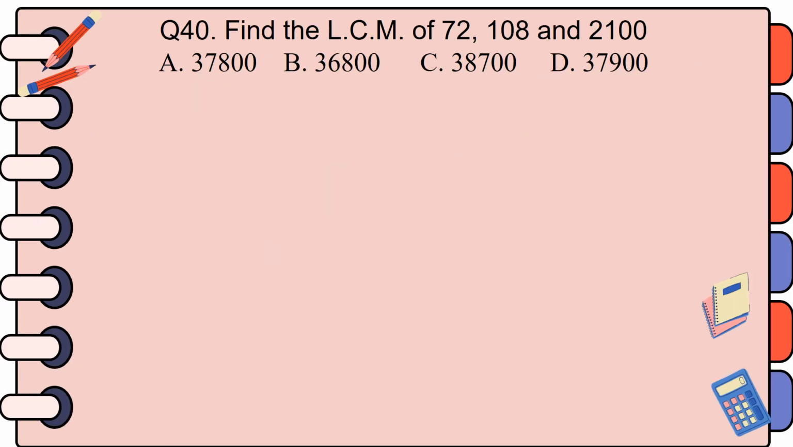Question number 40 says that find the LCM of 72, 108 and 2100. A) 37,800, B) 36,800, C) 38,700, D) 37,900.